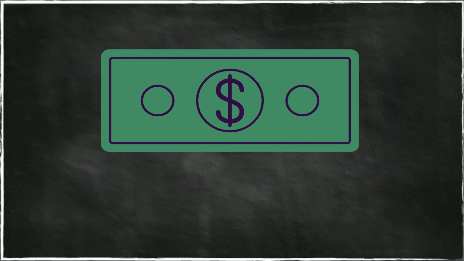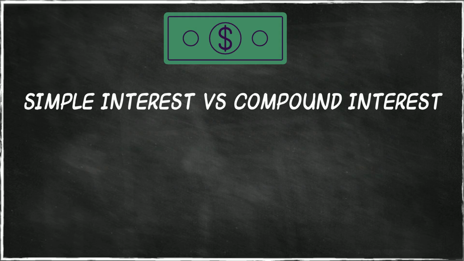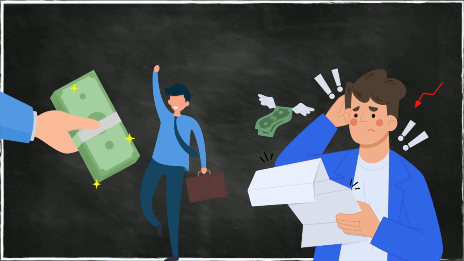In this video, let's take a look at the difference between simple interest and compound interest. Interest is either money your money earns over time or money you pay if you borrow money. Let's first look at the formulas for simple interest and compound interest, and we can begin to see the difference between the two.